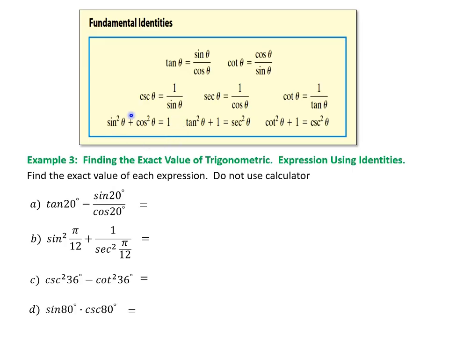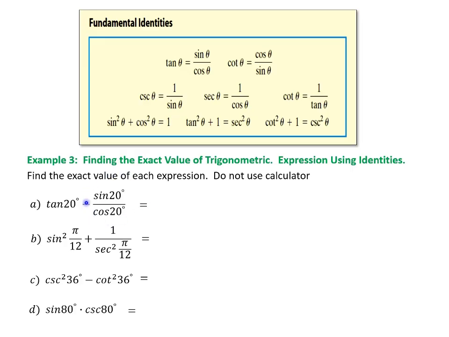Now let us apply these fundamental identities, which are the quotient identities, the reciprocal identities, and Pythagorean identities. In this example 3, we will find the exact value of each expression without using a calculator. Okay, we will make use of these fundamental identities. So in letter A, tangent 20 degrees minus sine 20 degrees divided by cosine 20 degrees.